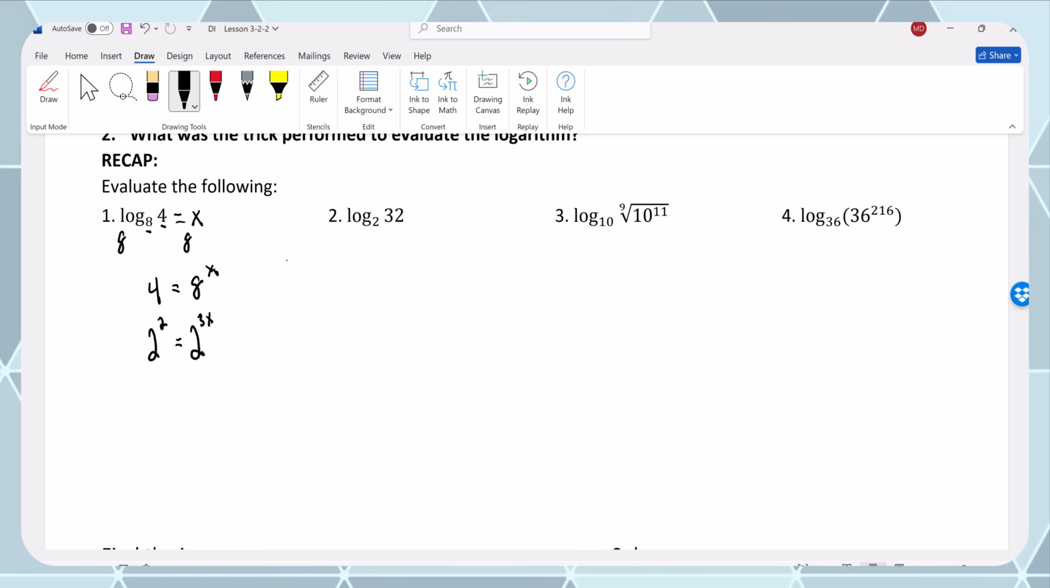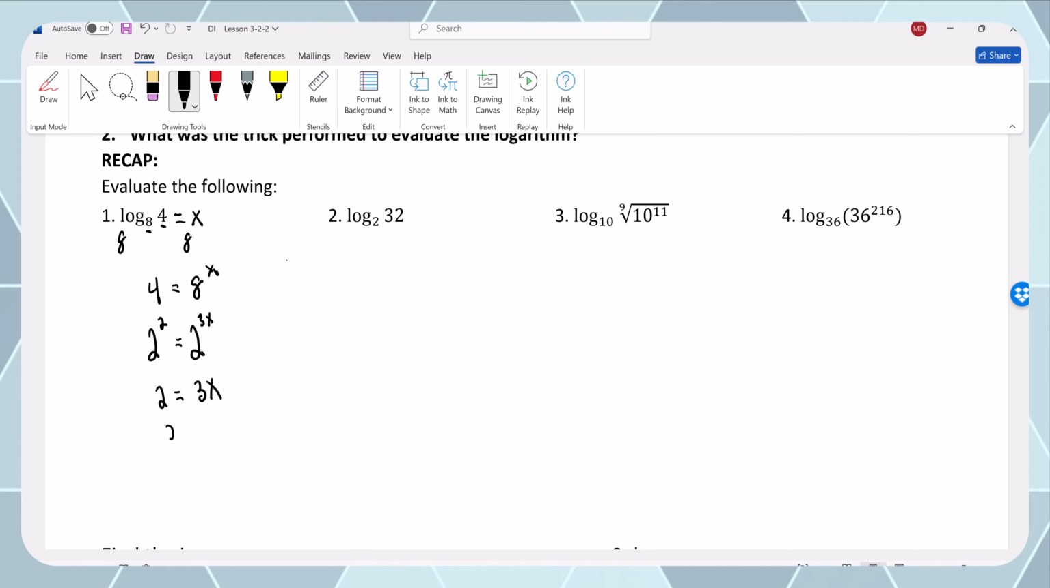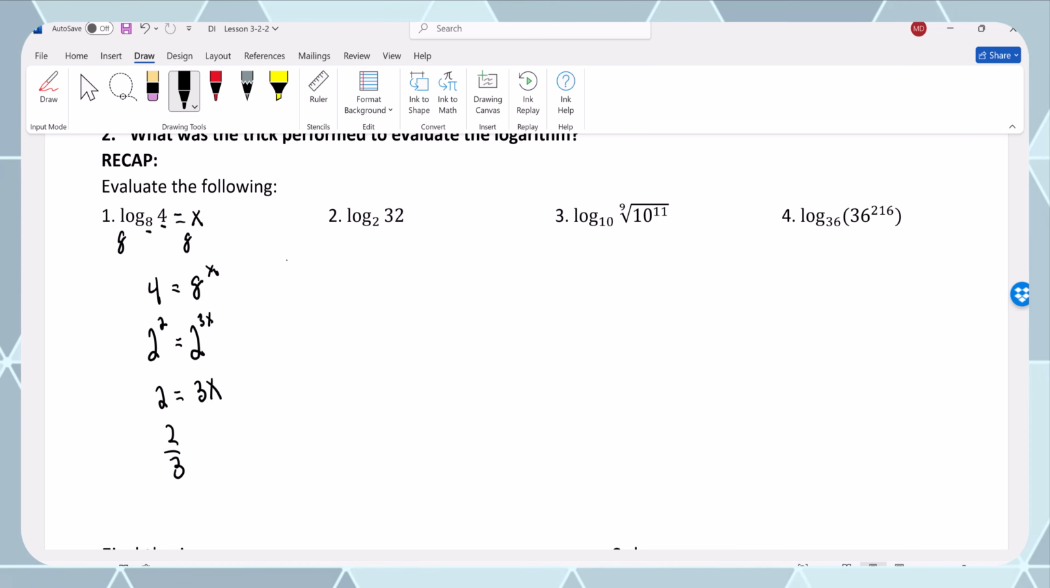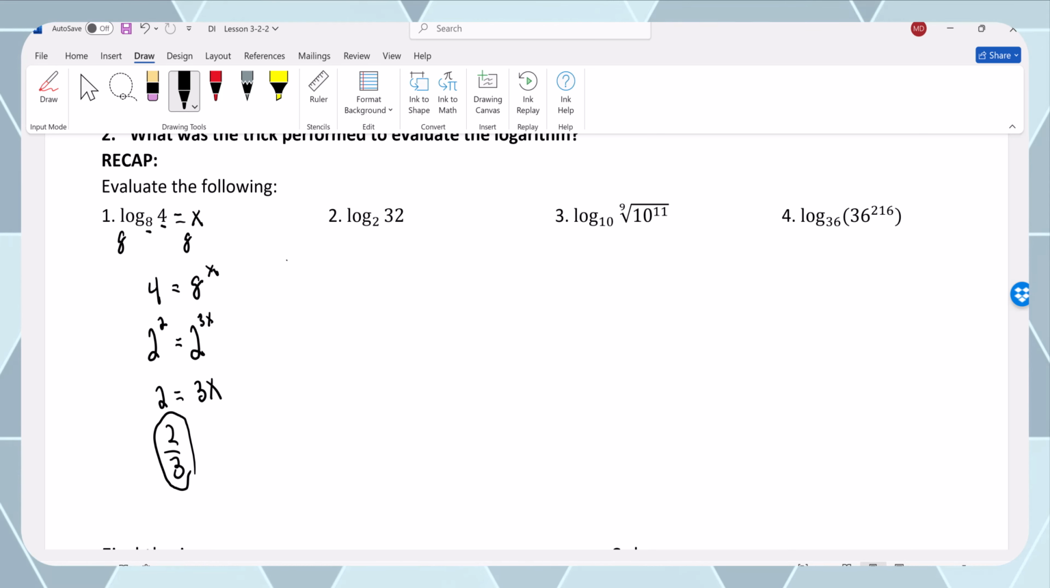Now those base 2's are no longer there. Divide both sides by 3. You're going to get 2 over 3. Now, the original problem didn't have an x in it, so you actually can't say x equals something. We just used x to help us solve it.